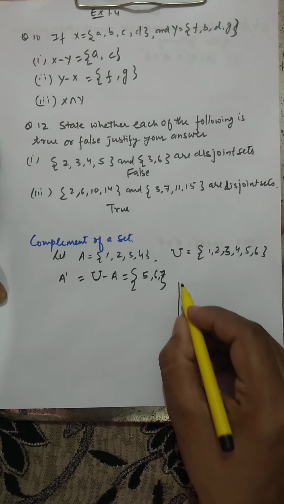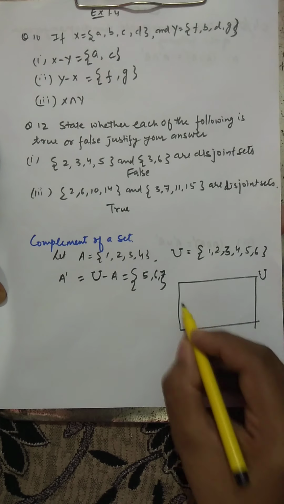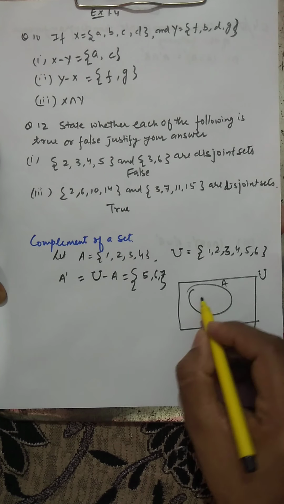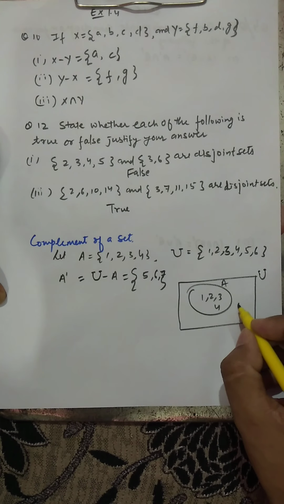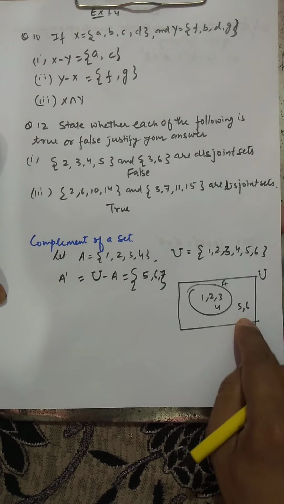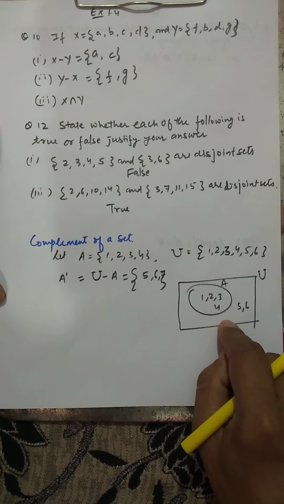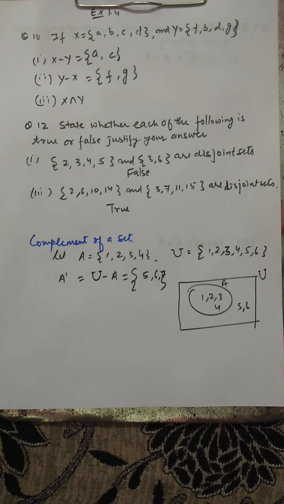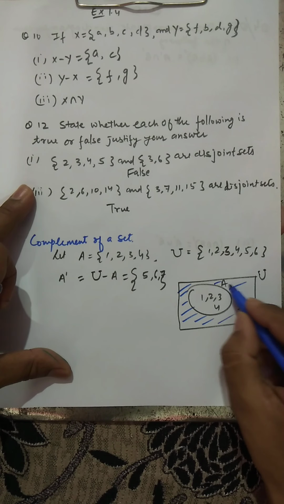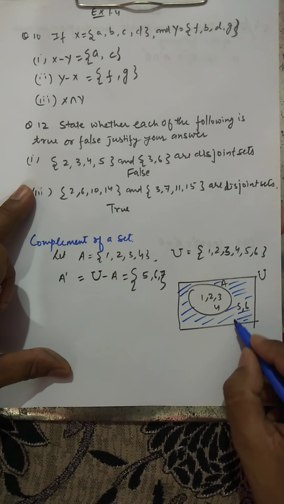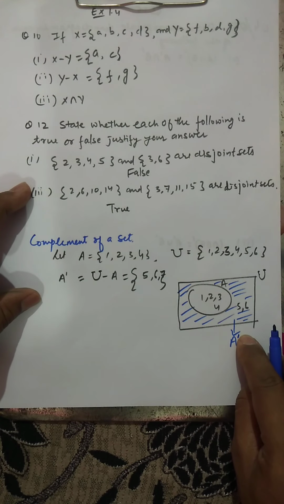And how can I show A complement on the Venn diagram? You say this is universal, this is A. A has 1, 2, 3, 4, so my A complement is this. A complement is 5, 6. So this area outside circle A is your A complement. I can use color also, so this area is my A complement. This symbol is used for complement.